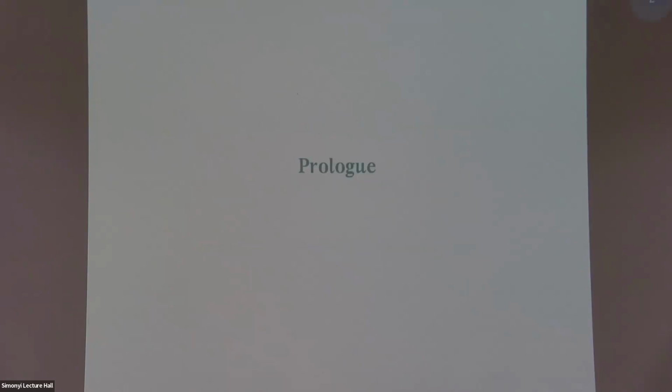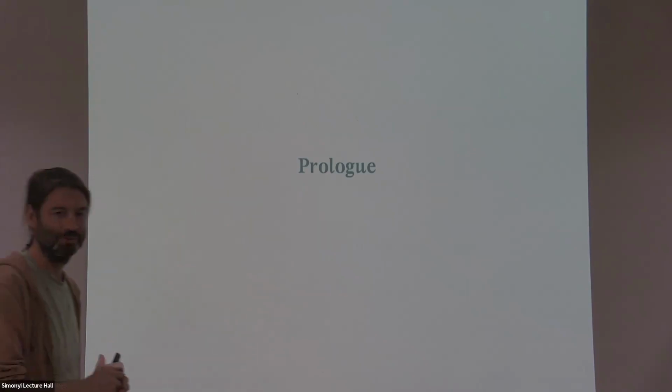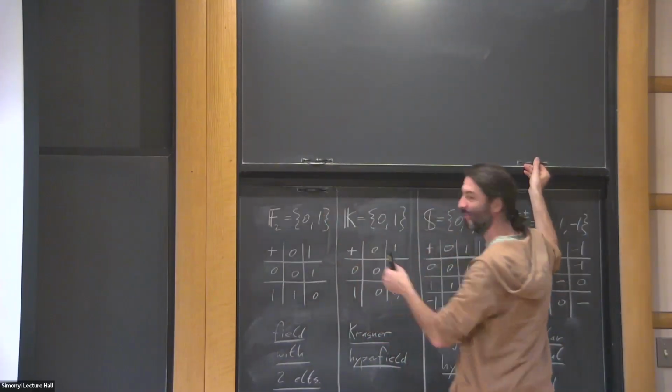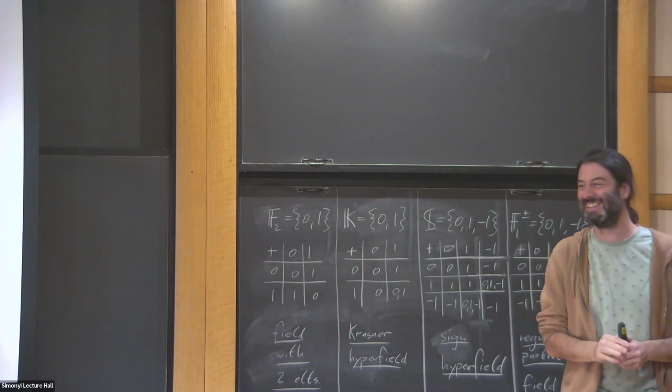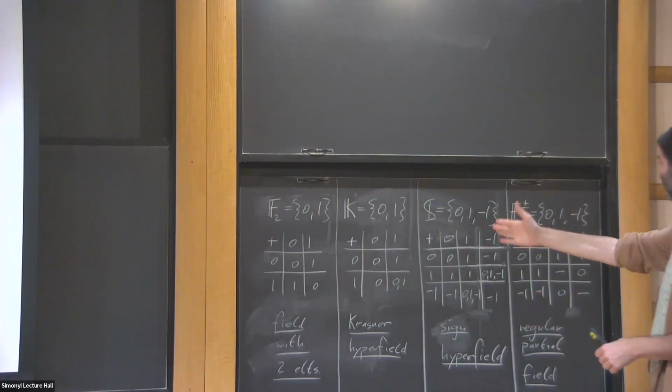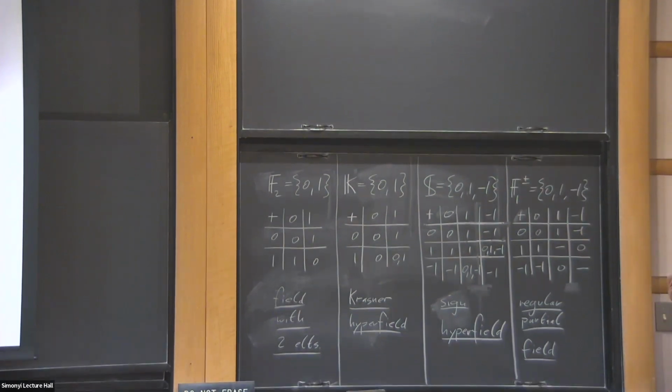Let me start with a little prologue and introduce the 4 main actors of the story. I learned from Matroids, the master of storytelling, that you can magically wave your hands and move around blackboard and writing. So I got this little trick. These are our 4 protagonists.